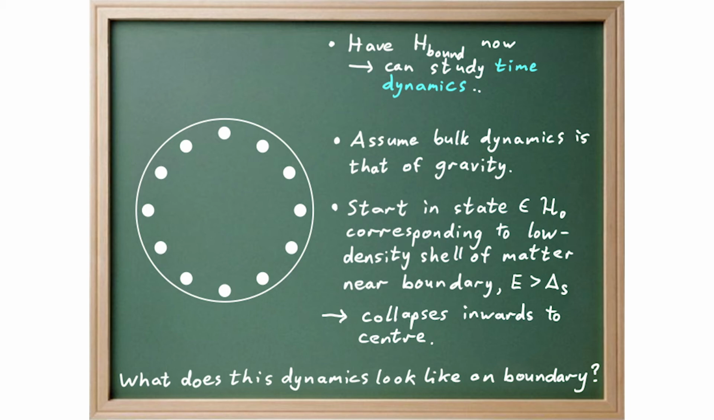What does it do? Well, it collapses down to the middle, and if there's enough mass there, it collapses. Let's just say it's a shell of matter, and it collapses inwards to the middle. And let's now ask, what does this dynamics in the bulk look like on the boundary? What does it have to look like on the boundary in our construction?